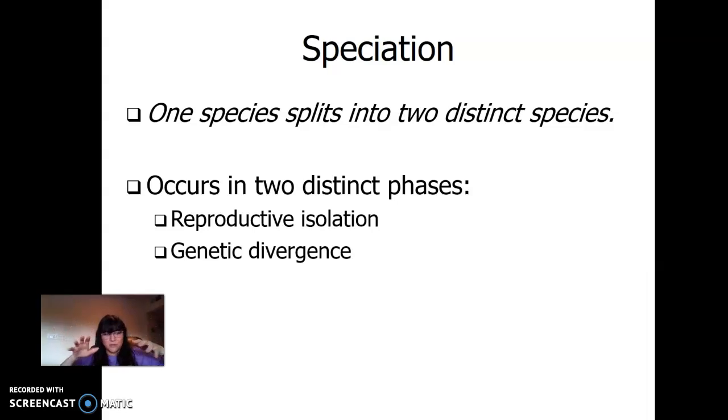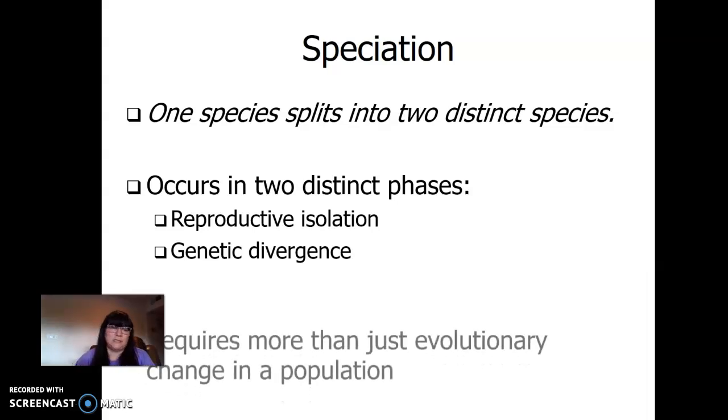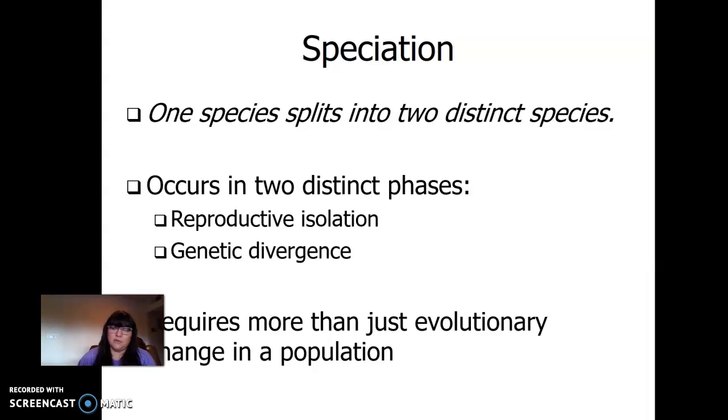And then another thing has to happen, where the gene flow and the gene pools of the two different populations change over time. Okay, so this is really important. The two things that have to happen for speciation are, one, reproductive isolation, which we'll look at in just a second, and then genetic divergence. This is the idea that the gene pool is changing, and the gene pools of the two populations are changing differently, causing two new species. So it requires more than just evolutionary change.